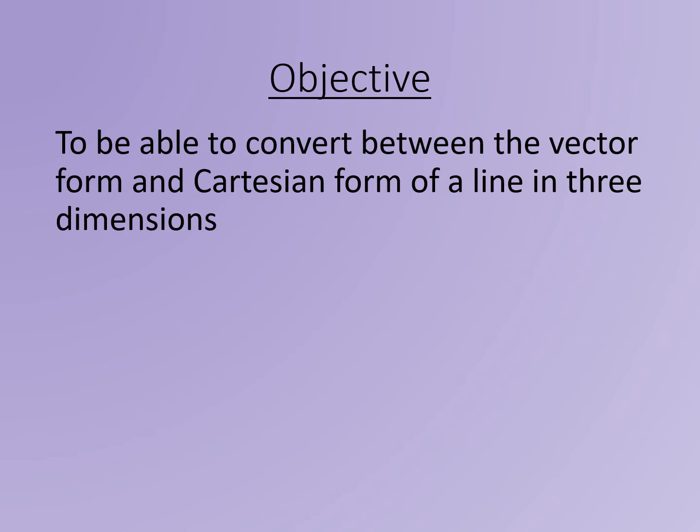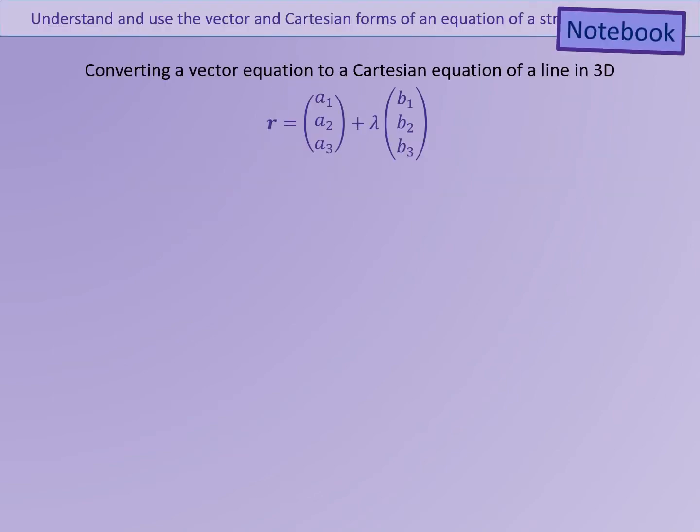This lesson will cover how to convert between the vector form and the Cartesian form of a line in 3 dimensions. So we're going to start with the vector form of an equation in 3D. So this is r equals a plus lambda b, and if we split a and b into components, we get r equals a1, a2, a3 plus lambda b1, b2, b3.